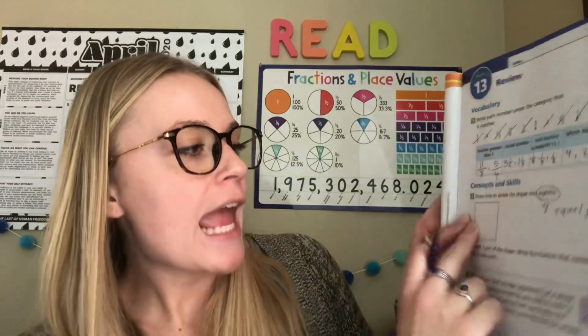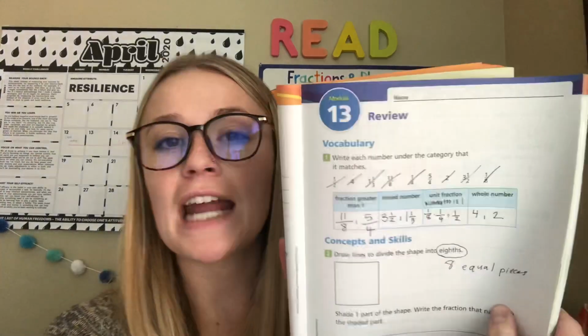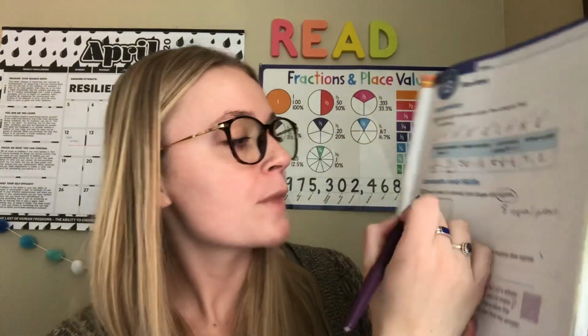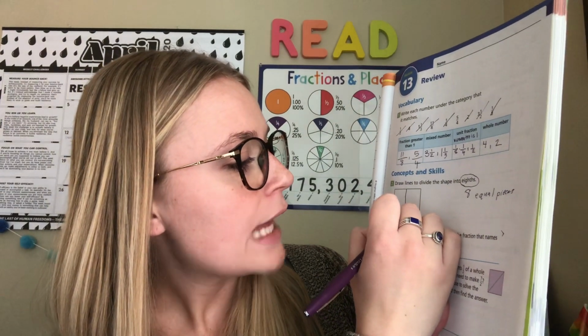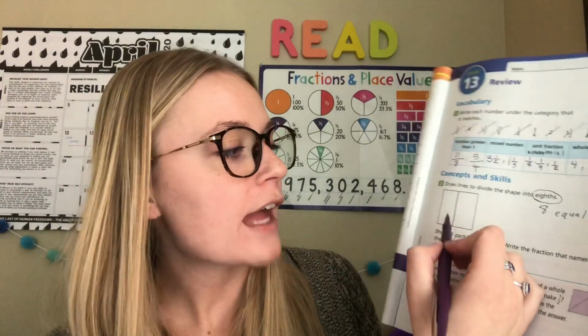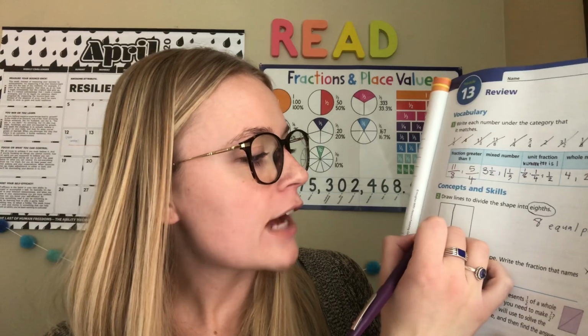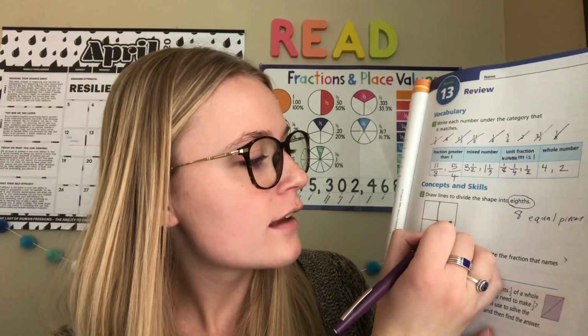So I'm going to take this square and divide it into 8 equal pieces. I want to be as careful as possible. So I'm going to divide it in half, and I know I can divide it in half because 8 is divisible by 2. So I divide that in half.